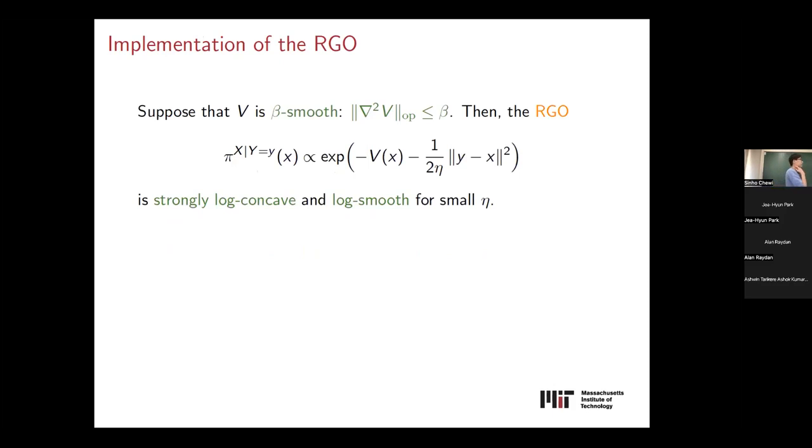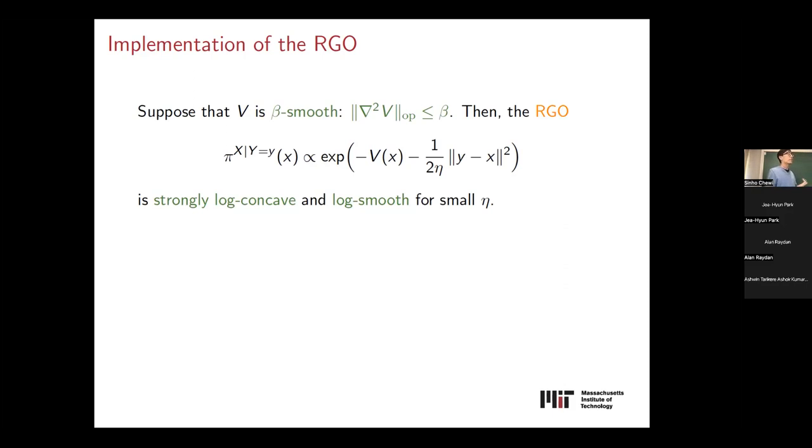Let's start with the implementation of the RGO. So again, I'm going to assume that V is smooth, which just means that the Hessian is bounded. Then this is the same exact story as for the proximal mapping, where I've added this quadratic term. So if the step size is very small, then this becomes a distribution which is called strongly log concave and log smooth. That means if I take the log density, then that's smooth, and also the negative log density is strongly convex. This class of distributions, known as strongly log concave and log smooth, similarly to optimization, is the class of distributions for which it's easiest to get convergence guarantees for sampling algorithms.